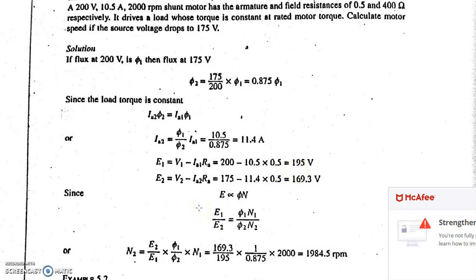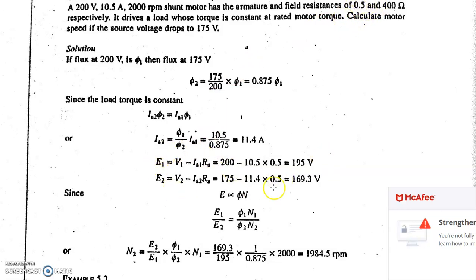V is equal to E plus IaRa, or we can say that E is equal to V minus IaRa. We can put the values of E1 and calculate the value of E1 and E2, which is the back EMF. V1 equal to 200 volt in the first case, V2 equal to 175 volt. Ia1, Ia2 we have already calculated as 10.5 ampere and 11.4 ampere. Ra is the armature resistance, which is already given as 0.5 ohm.